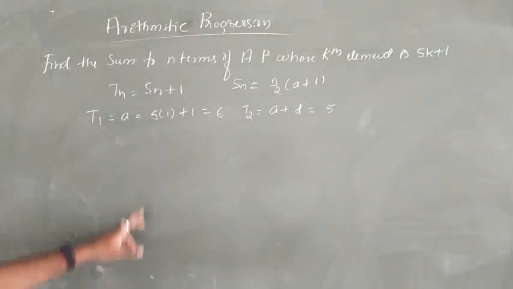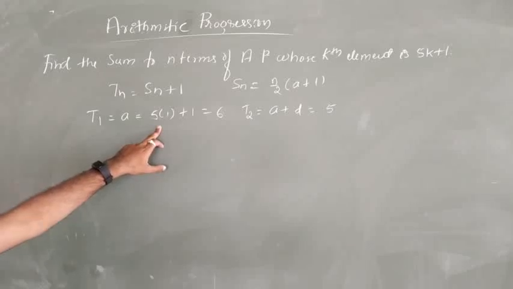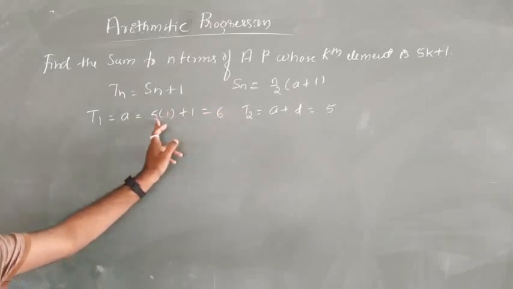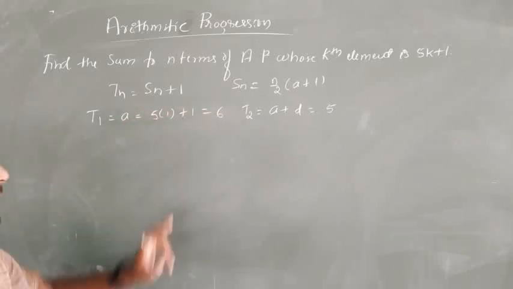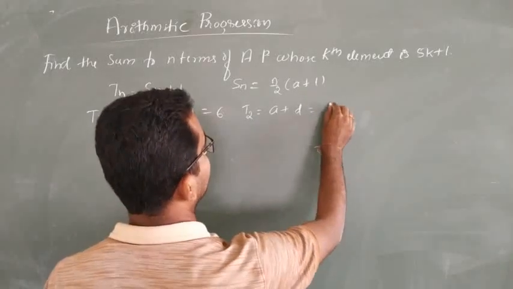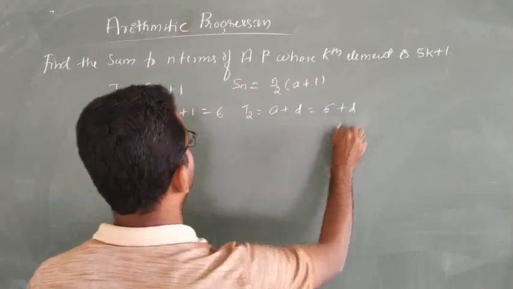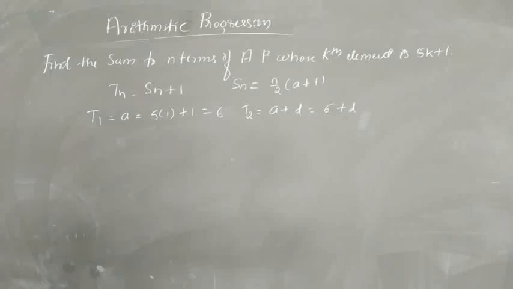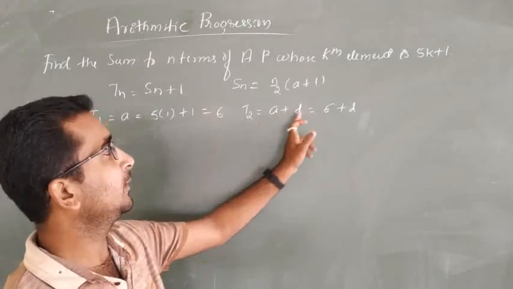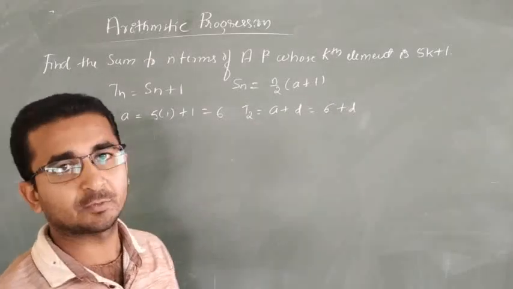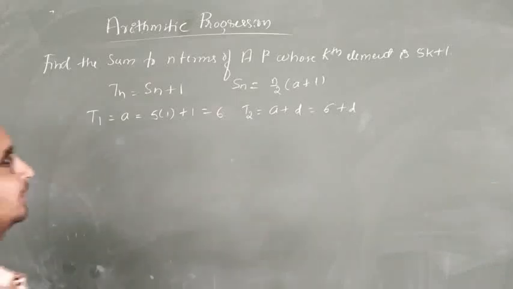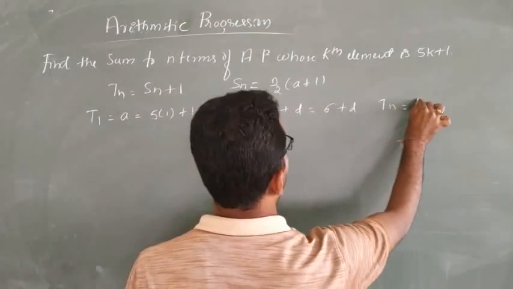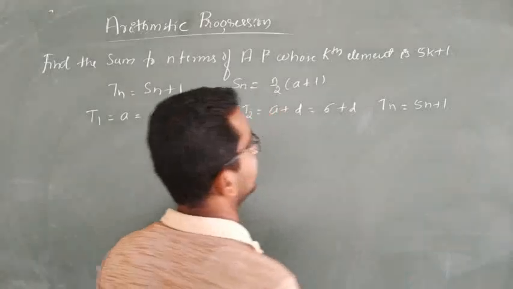Then the second element, that is P2, is a plus d. We have already found the value of a, so that is 6 plus d. Then a plus 2d is 6 plus 2d. Like that, up to the nth term, that is Pn, which is 5n plus 1.